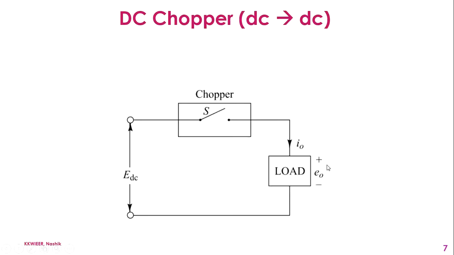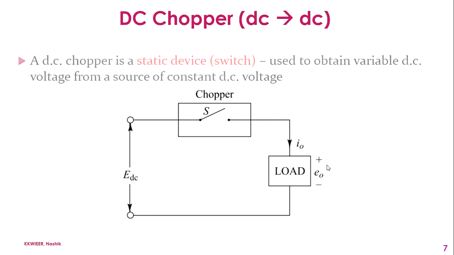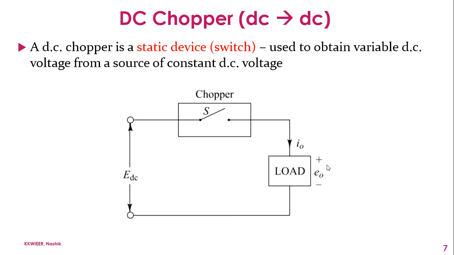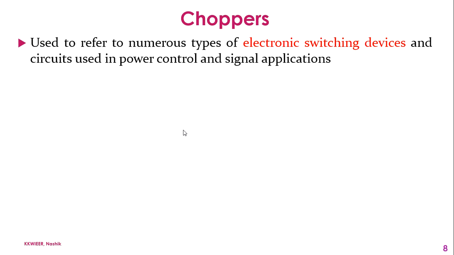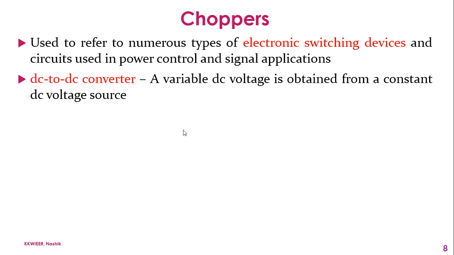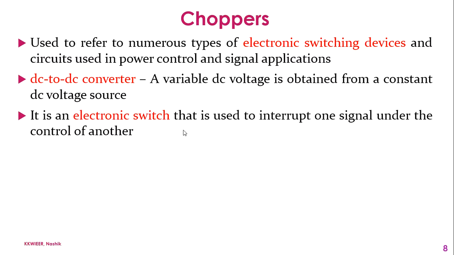So we move towards the DC chopper technique, that is DC to DC conversion. A DC chopper is a static device, or here you can see it is a switch, used to obtain a variable DC voltage from a source of constant DC voltage. The term chopper refers to numerous types of electronic switching devices and circuits used in power control and signal applications. It is an electronic switch that is used to interrupt one signal under the control of another signal.